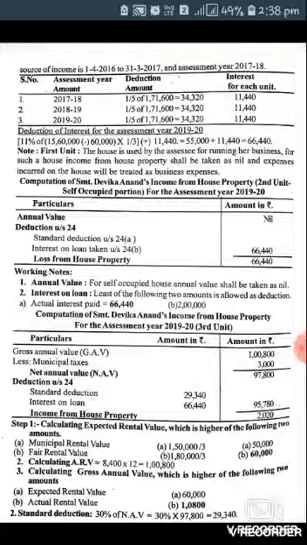The first unit of the house is used for business. For such a house, income from house property shall be taken as nil, and expenses incurred on the house will be treated as business expenses.